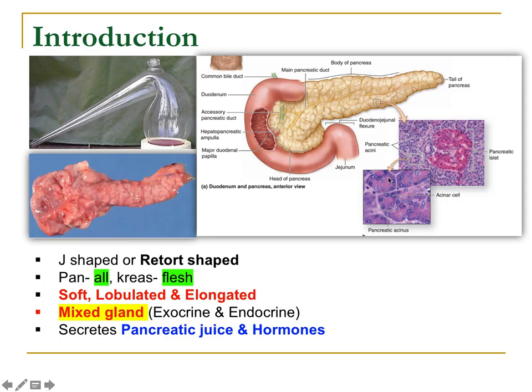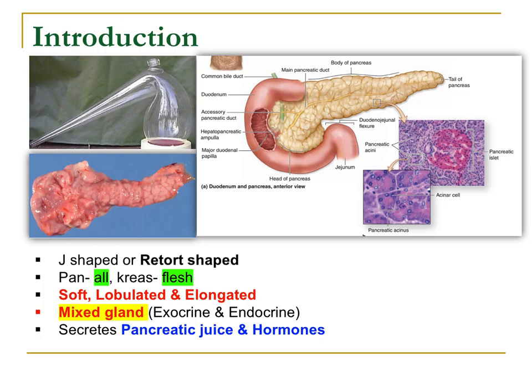The exocrine part basically contains the duct system, which is made up of serous glands or serous acini. And if you see the endocrine part of the pancreas, it basically contains the islets of Langerhans, whose main function is to release hormones such as insulin, somatostatin, and glucagon. These three hormones are very important hormones that are released from the pancreatic islets of Langerhans.